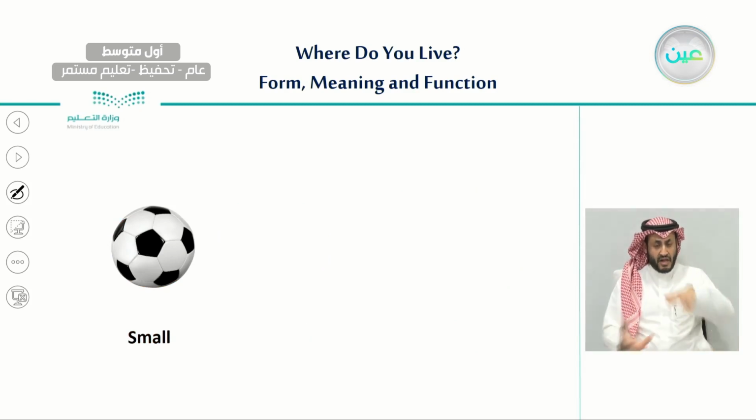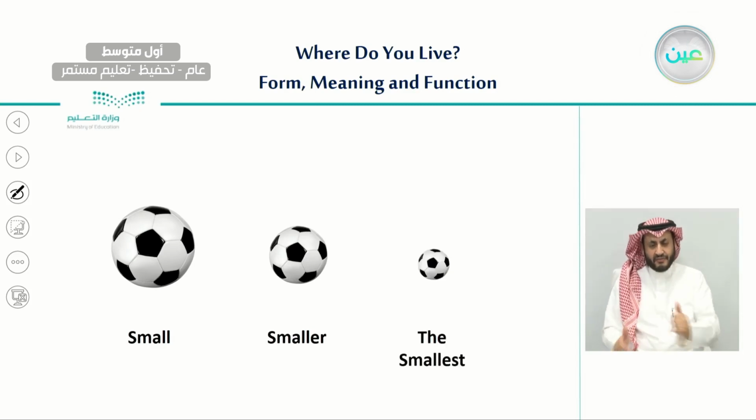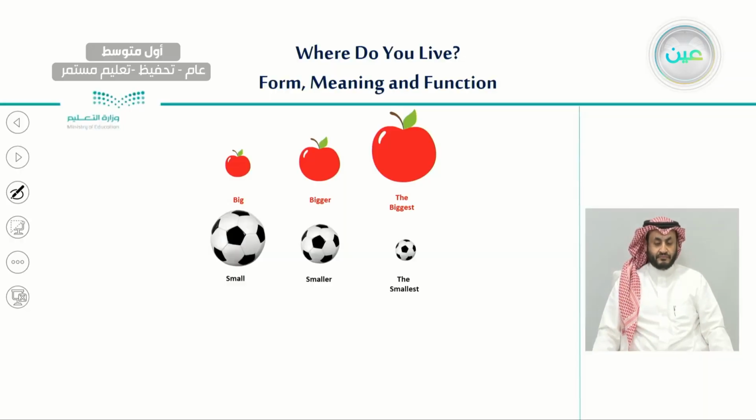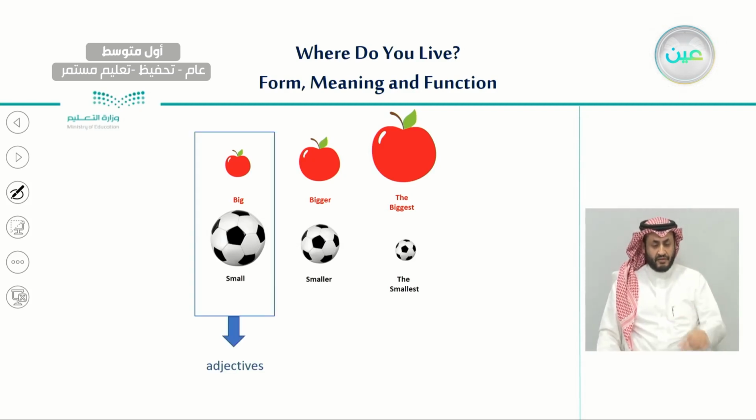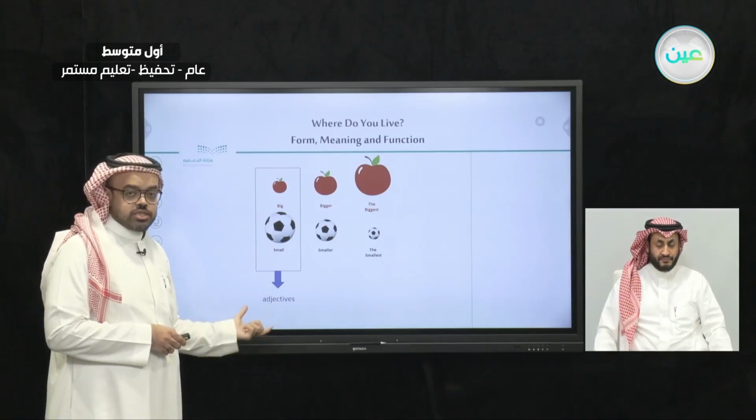So this ball is small, and this one is smaller, and this ball is the smallest of all these balls. So here we have a small ball, and this one is smaller than this, and this ball is the smallest of all these balls. So here we have an apple which is big, a ball which is small. These we call them adjectives.